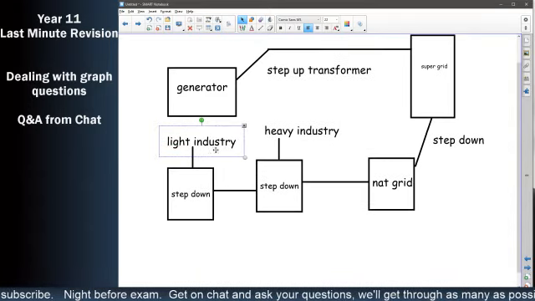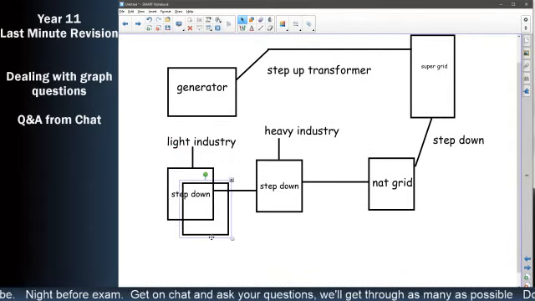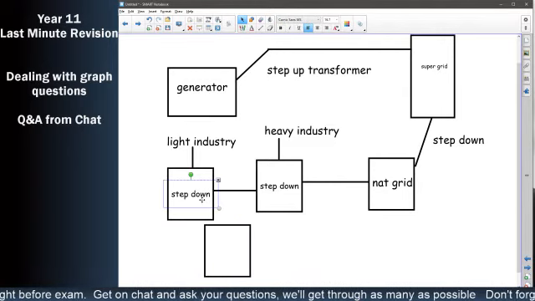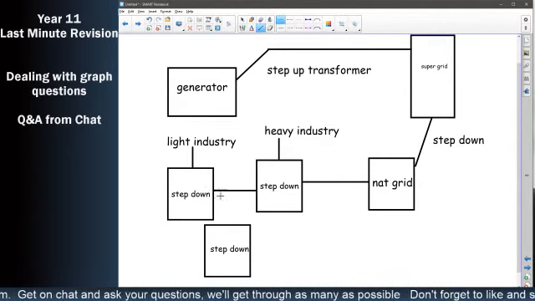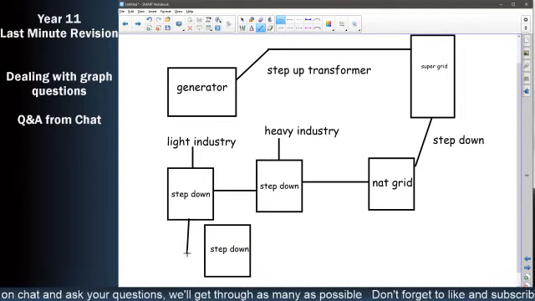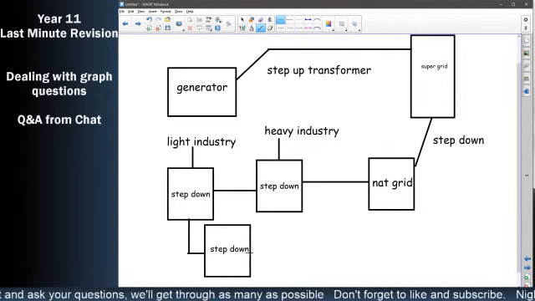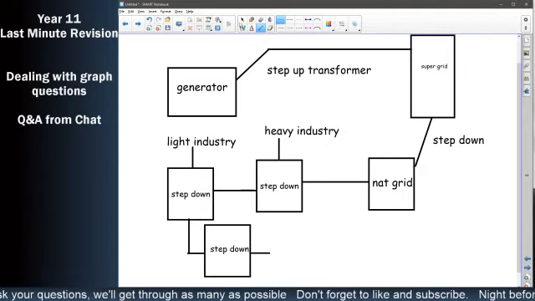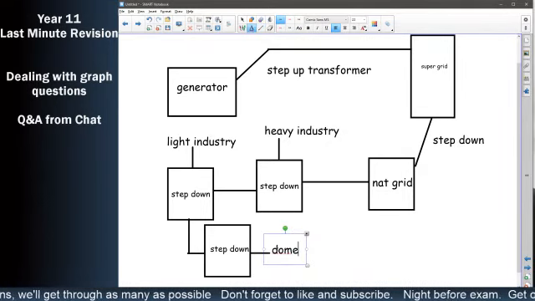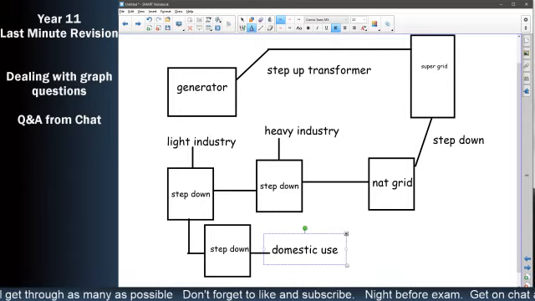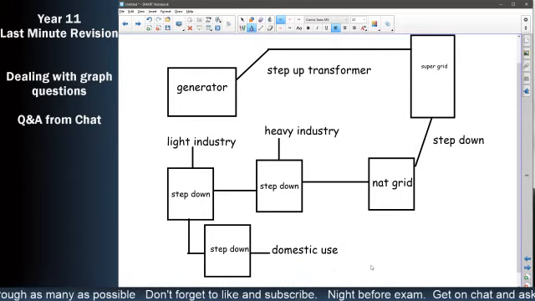And then finally we have our last step down transformer, which is the one that you're interested in, because this step down transformer then leads to your houses. This is for domestic use. Hope that's cleared that up for you. That's the one you want.